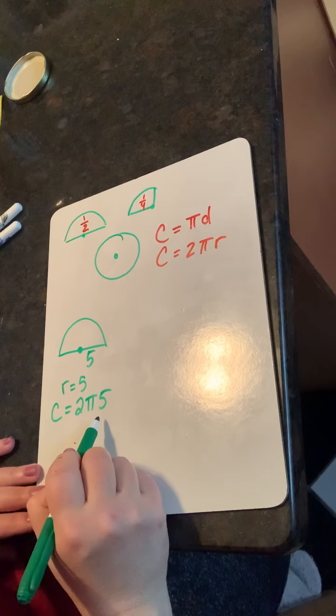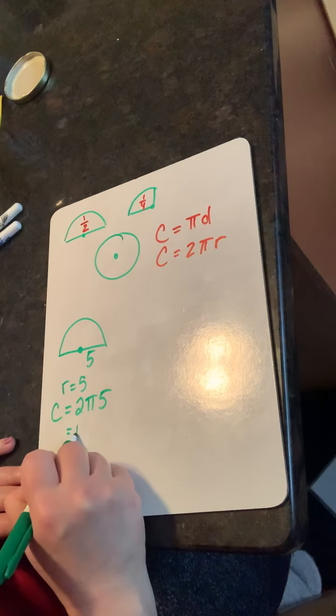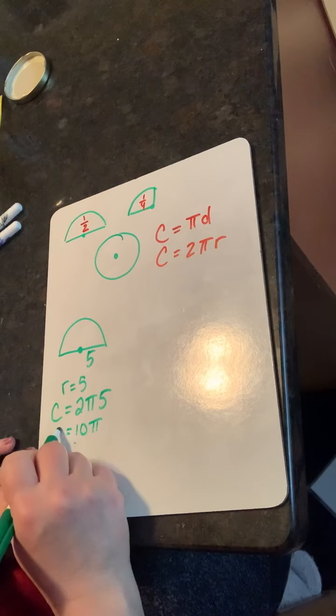Since I can multiply in any order, I multiply 2 times 5 first and get 10 pi equals circumference.